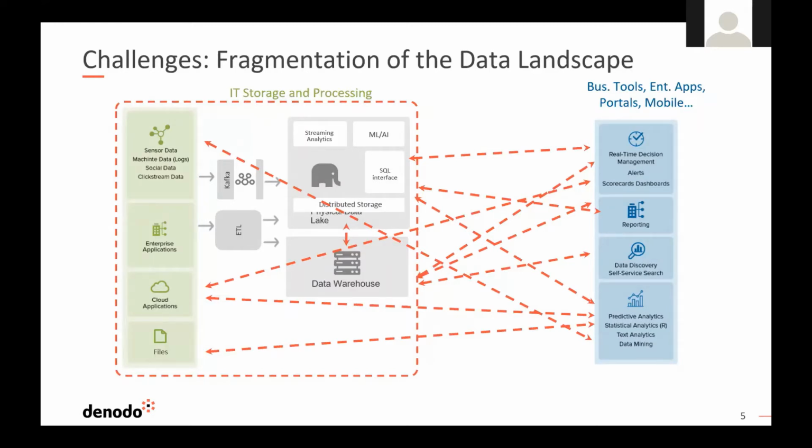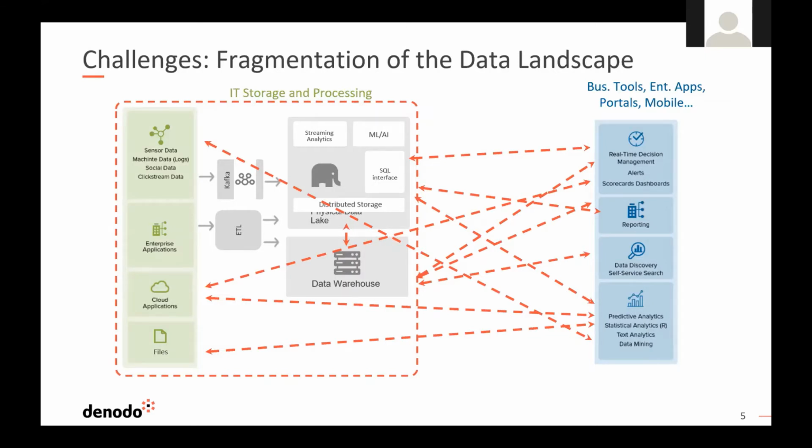And on the right-hand side, we have all our consumers, whether we're talking about real-time dashboarding or operational reporting, or even advanced analytics, machine learning, and predictive outcomes. You can see that what we end up with is this point-to-point integration between all of the consumers and all of the data sources.